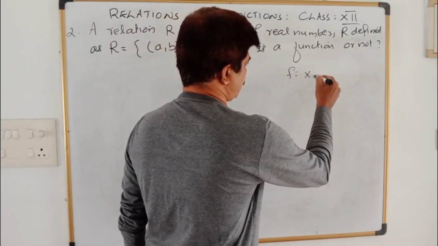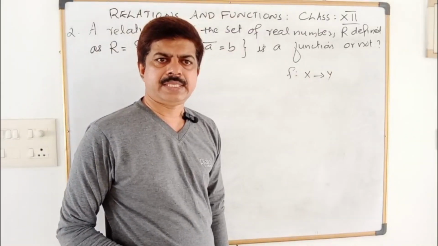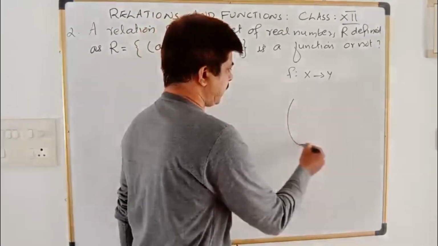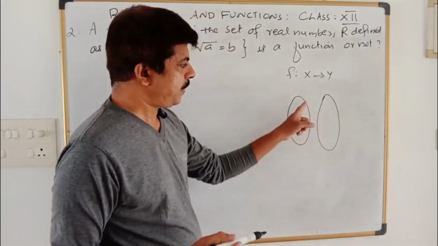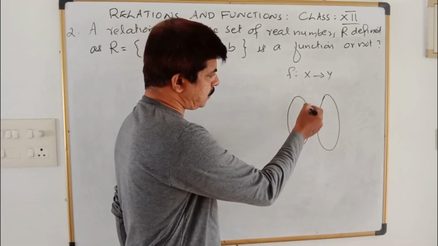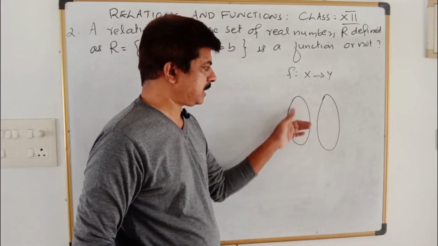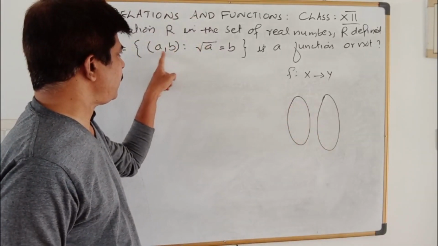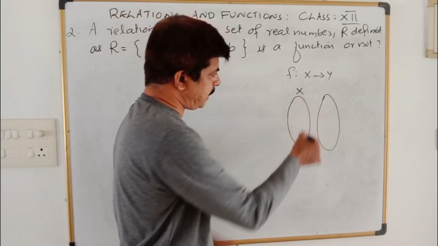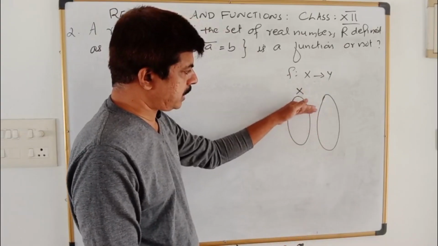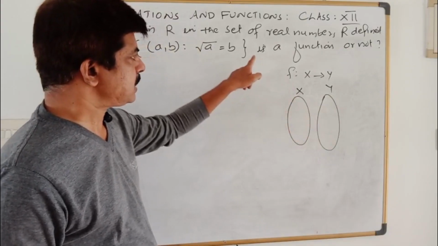A function from x to y. To check whether a relation is a function or not, we need to have two sets, set x and set y. So a function is defined for all the elements. All the elements in the first component are called the domain. The second component is called the range. So all the x components, whatever elements are written in the first set, are called the domain. The second set is called the codomain. So we have to check whether this is a function or not.